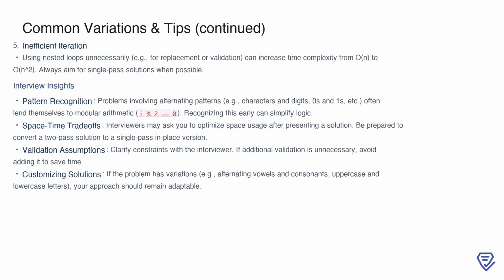It's also crucial to clarify constraints with the interviewer. If unnecessary validation can be skipped, removing it saves time and simplifies your solution. Lastly, remember that your approach should be adaptable to variations of the problem. For instance, the pattern might involve alternating vowels and consonants or uppercase and lowercase letters. Being flexible in your logic will make your solution versatile.